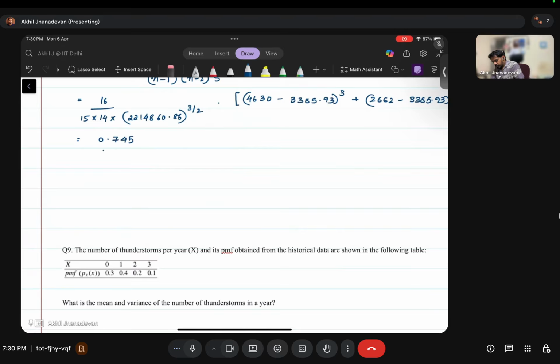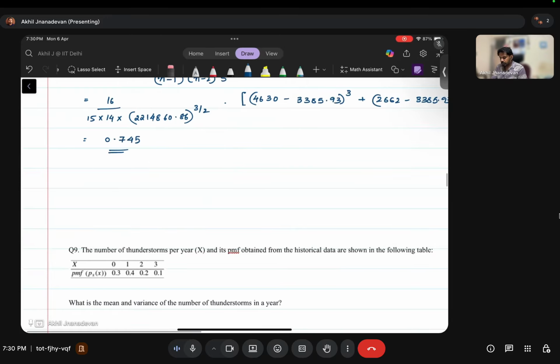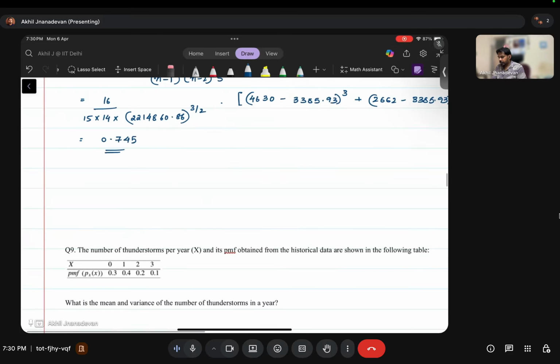0.745. So what can we say about the skewness? The skewness value CS is positive. 0.745 is positive. So we can say the data is positively skewed. Okay.